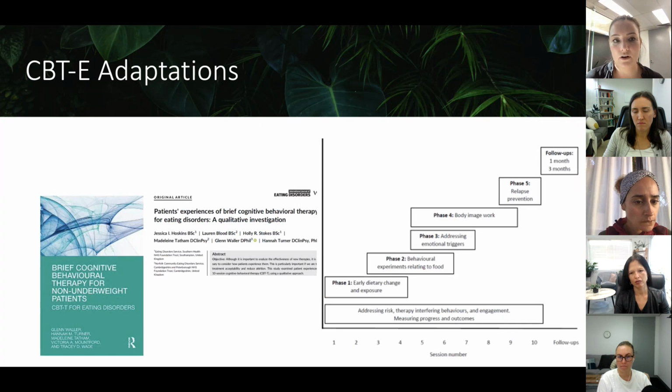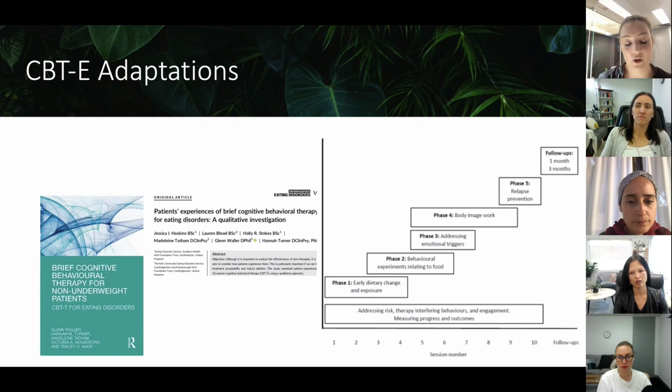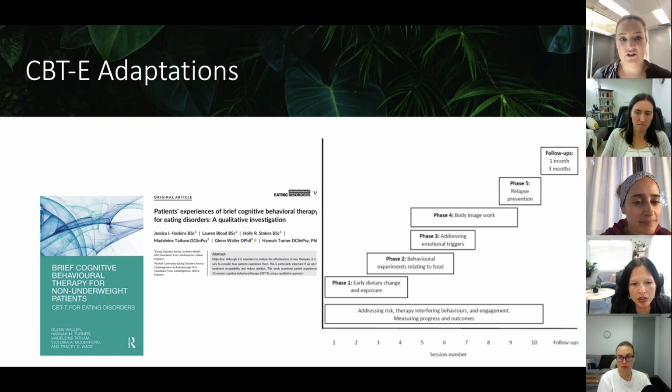And then the final adaptation, I didn't really speak about groups, but the final adaptation would be CBT-T, which was developed by Glenn Waller's group in the UK for patients who aren't below the weight that they need to be, and it's a 10-session intensive version of CBT that's gotten really good outcomes. Are there any questions about the adaptations to CBT-E? No, I'm going to test you and quiz you all soon.